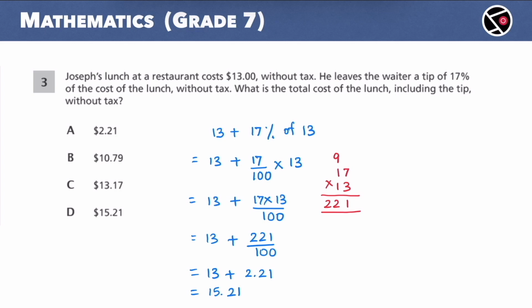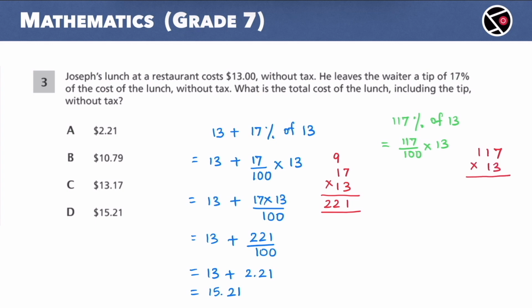Let me share with you an alternative approach. Joseph pays $13, 100% of the base amount, plus 17% of the base amount as a tip. So he pays 100 plus 17, or 117% of 13. Again, percent is 1 by 100, so we have 117 divided by 100 of is multiply 13. We can multiply 117 by 13.